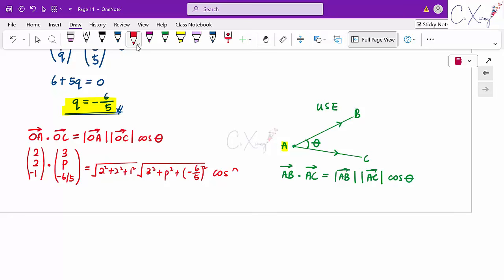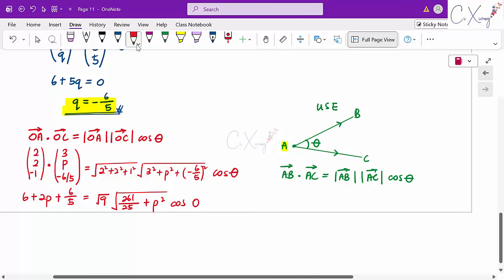Okay, then cos theta. Then I try to simplify all the terms. For the dot product, I have to multiply x coordinate with x, then y component with y, z component with the z. 3 times 2 is a 6. 2 times P is 2P. Then when you multiply negative 1 and negative 6 over 5, it will be positive 6 over 5. Then we are having square root 9. Then square root, simplify the number inside, you'll be having 261 over 25, then plus P square. Then cos theta.